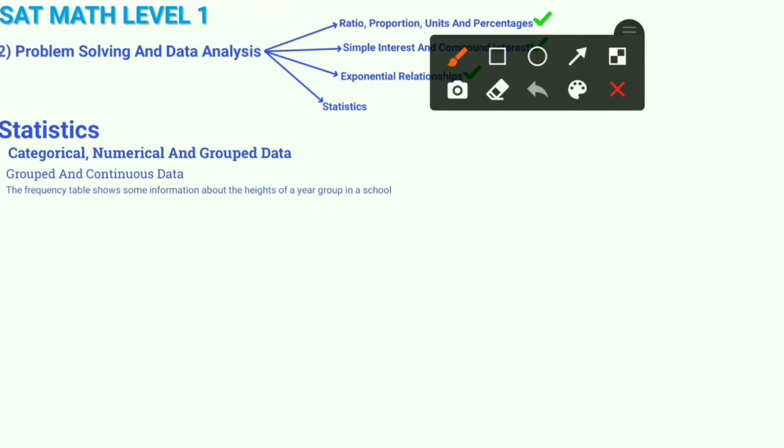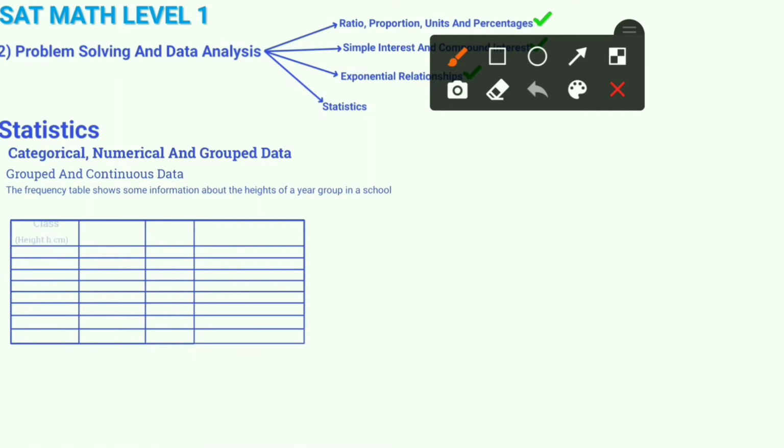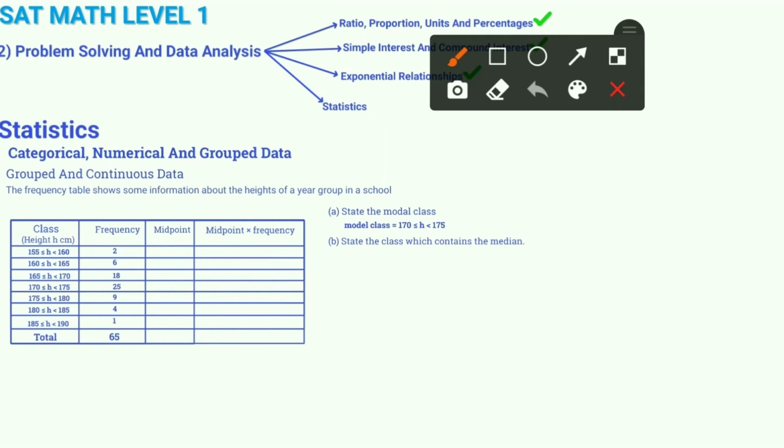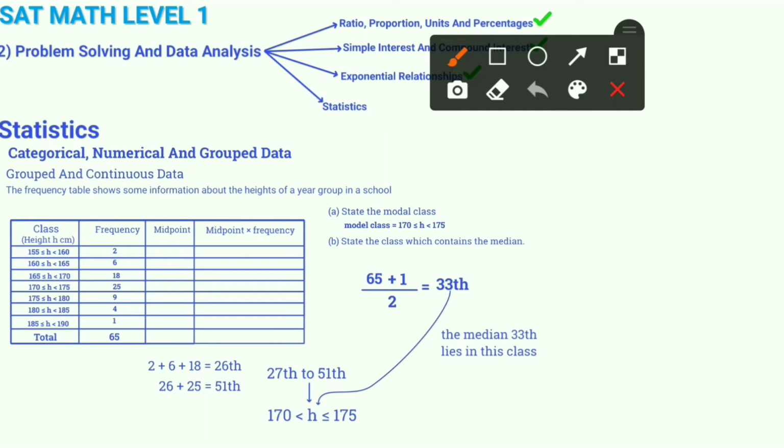Group and continuous data. The frequency table shows some information about the height of a year group in a school. This is the table. We got the class and midpoint and frequency. State the modal class. 25. Okay, this is the modal class. State the class which contains the median. 33rd. Okay. 27, 51. So this is the median, 33 lies in this class.